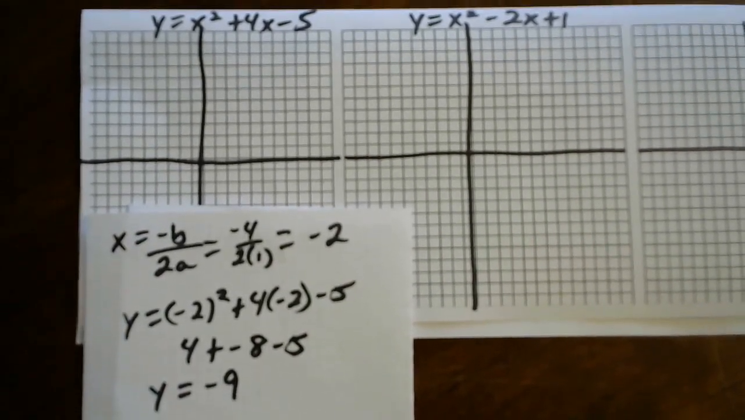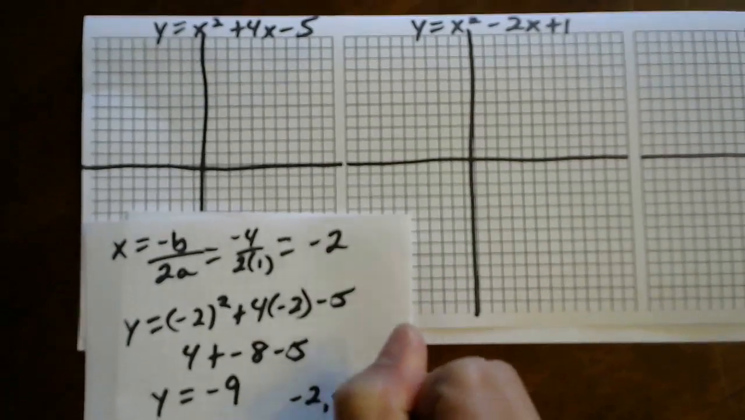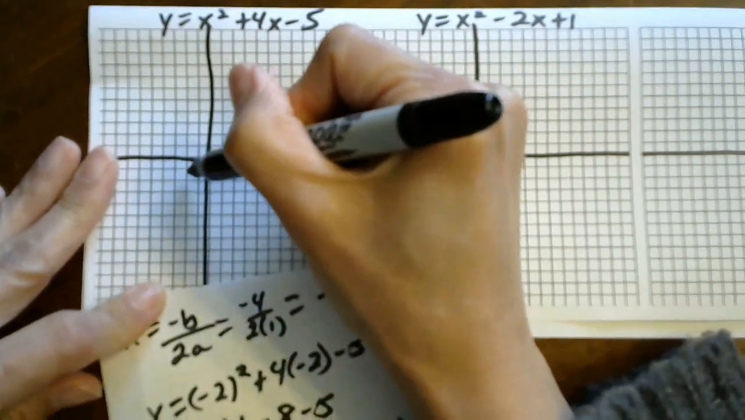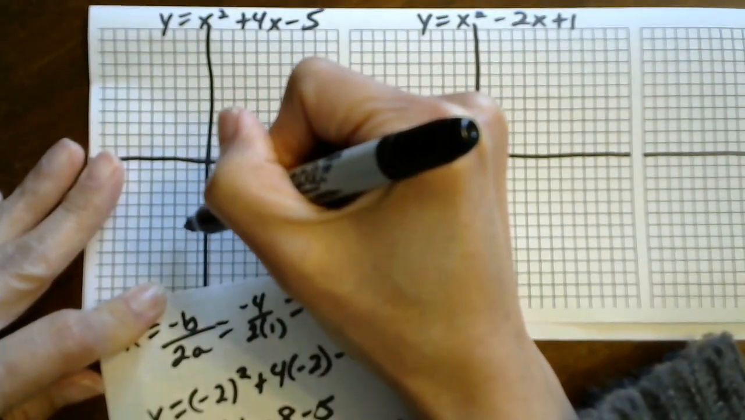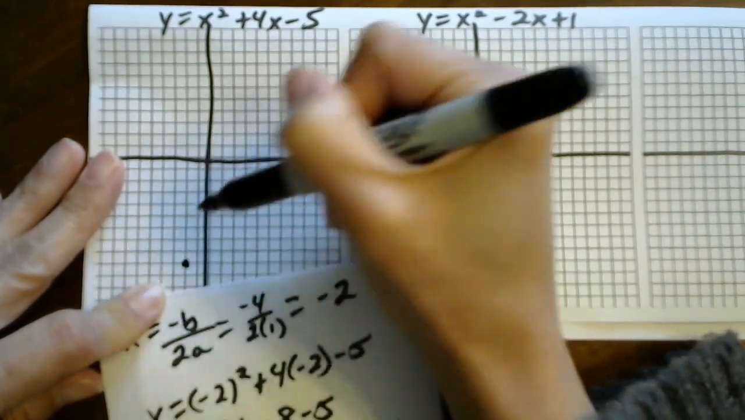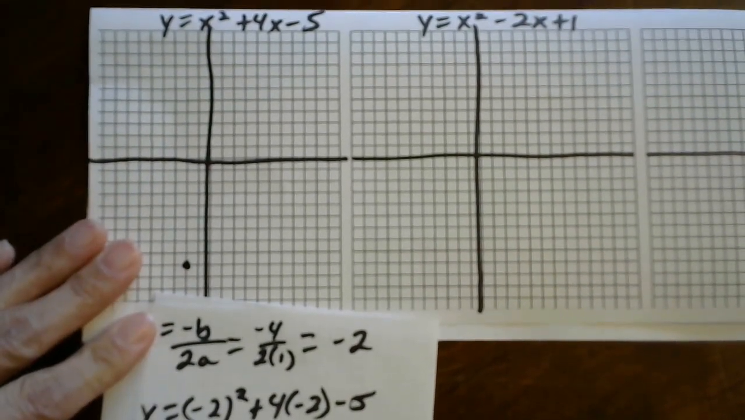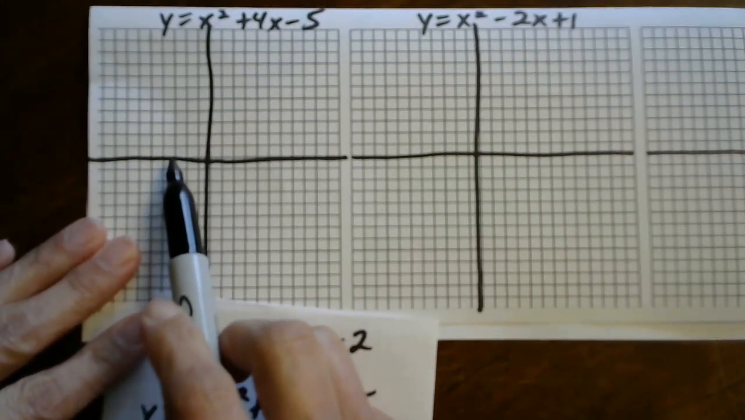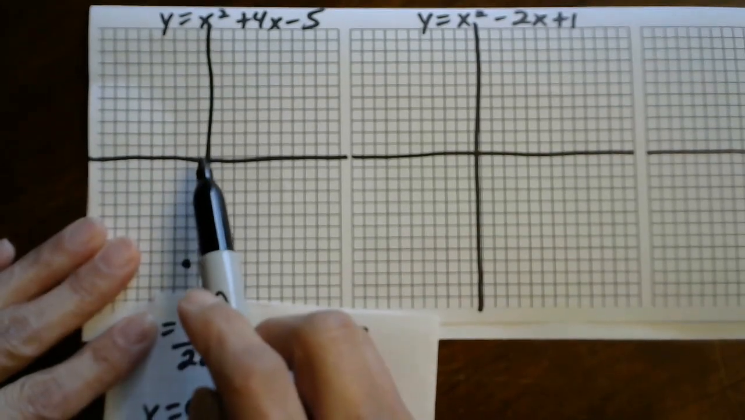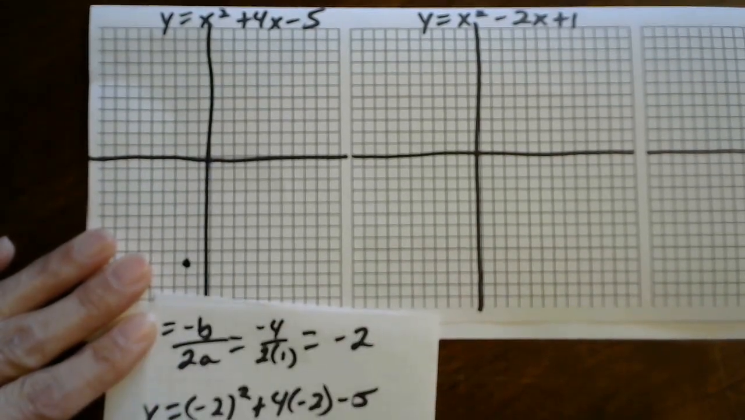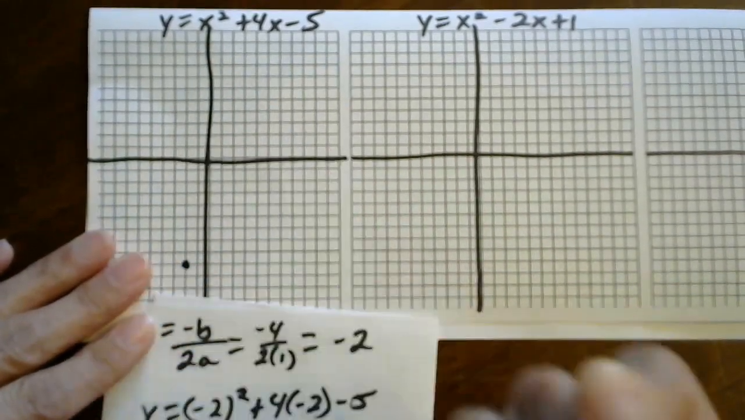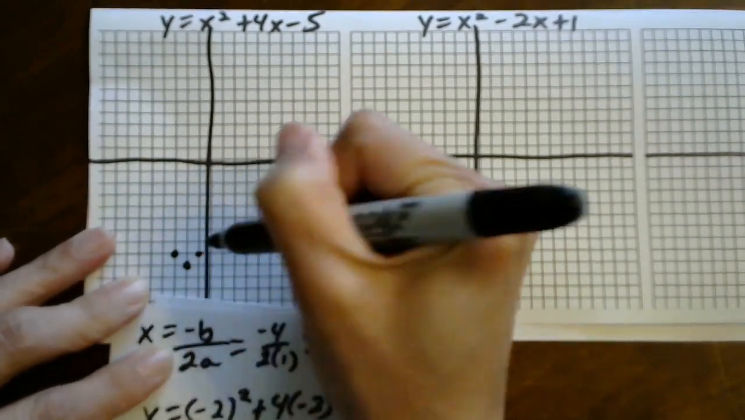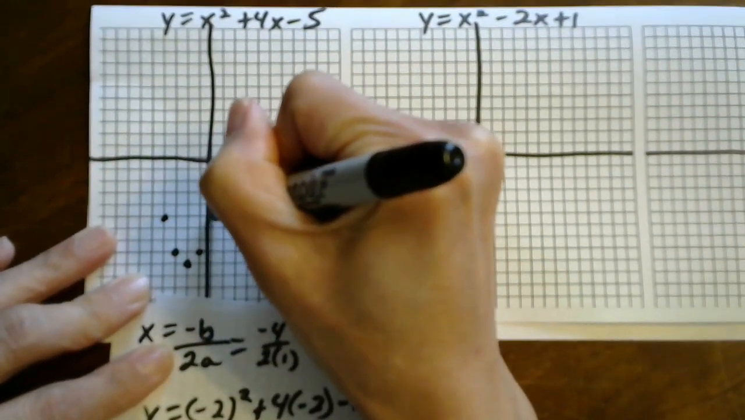So our vertex is negative 2, negative 9. And if we want to fill in the rest of our values, all we have to do is substitute the values of negative 3, negative 4, negative 5, and then negative 1, 0, and 1 into our equation to figure out what y is equal to at those points. I went ahead and did that already, so I'm going to graph the points.